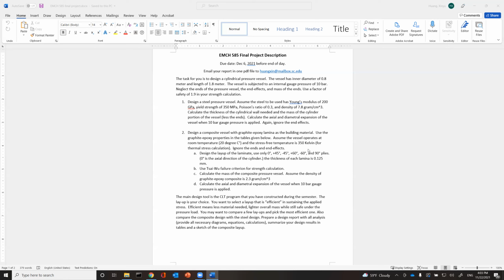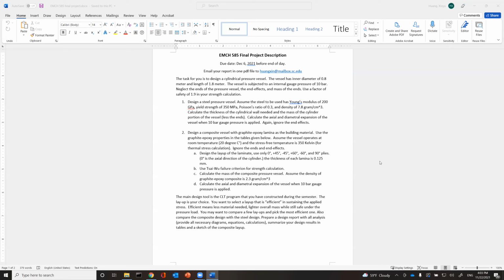And the other thing is you might need to modify your layup code to allow more than a few layers. This may take a few layers, probably more than 2, 3, 4, 5, 6, or maybe more. So you need to consider that.